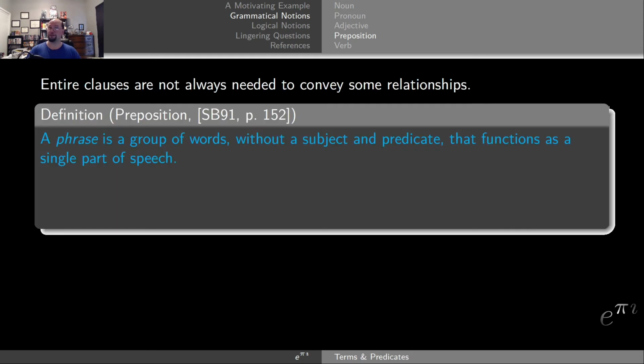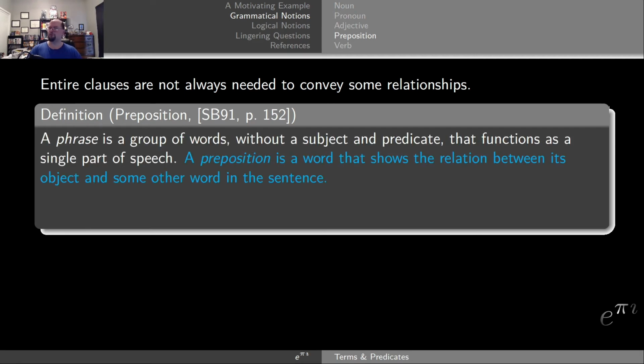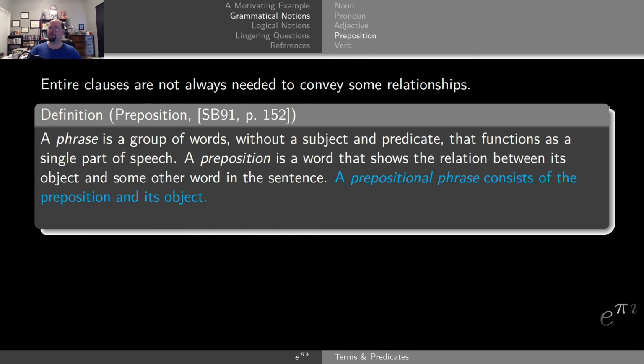Entire clauses are not always needed to convey some relationships, which is where we start talking about what are called phrases. So a phrase is a group of words without subject or predicate that functions as some other single part of speech. And specifically, we're going to be talking about what are called prepositional phrases. So a preposition is a word that shows a relation between its object and some other word in the sentence, and the prepositional phrase consists of the preposition and its object. Now, much like clauses, prepositional phrases come in different varieties, like adverbial and adjectival. So we'll start with adjectival first.